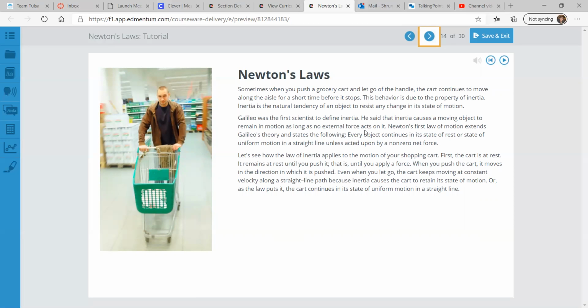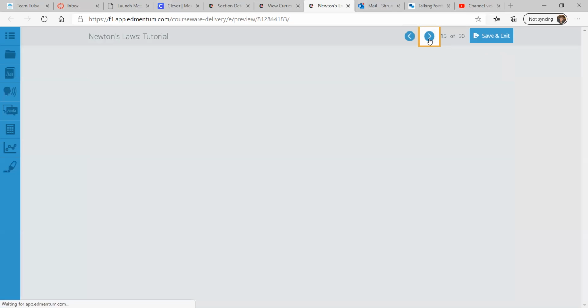So with the shopping cart, it's at rest at first. It remains at rest until you push it, until you apply a force. When you push the cart, it moves in the direction in which it is pulled or pushed. Even when you let go, the cart keeps moving at constant velocity along a straight line path because inertia causes the cart to retain its state of motion. Or as the law puts it, the cart continues in its state of uniform motion in a straight line.